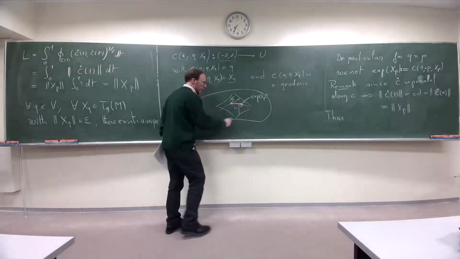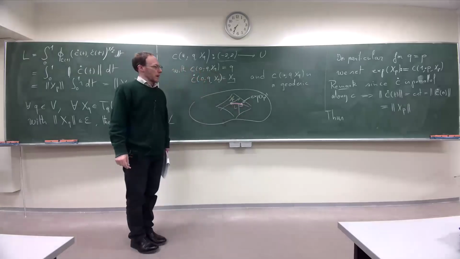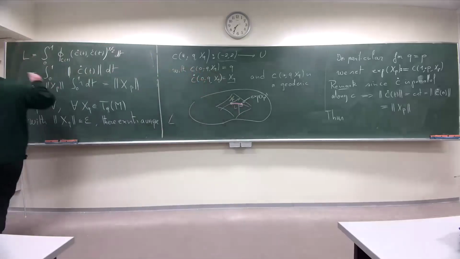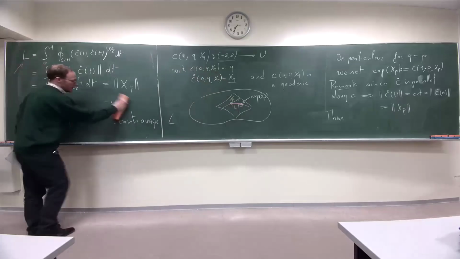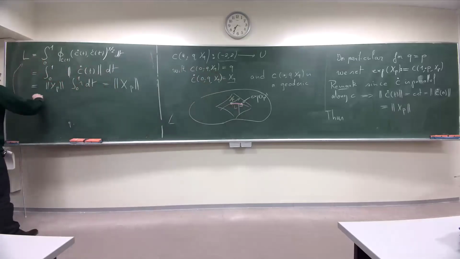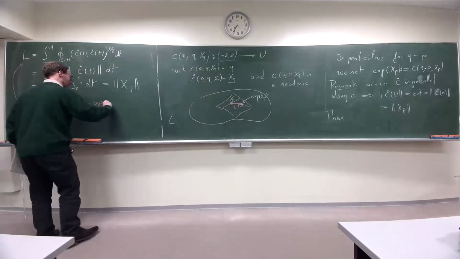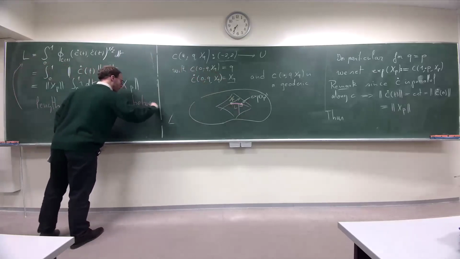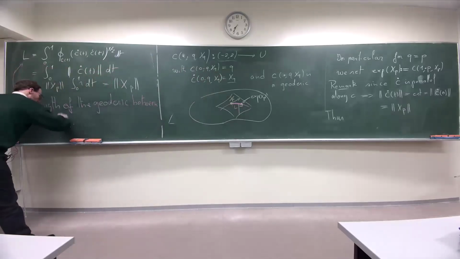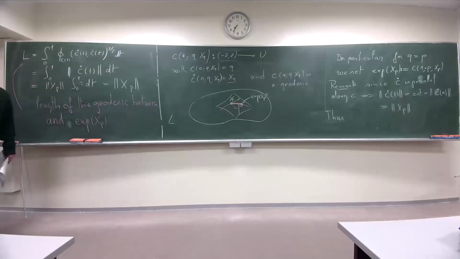So with this exponential map, we have something on this manifold. On its length, this L is the length of the geodesic between P and the point exponential of xp. Okay, just a small computation.